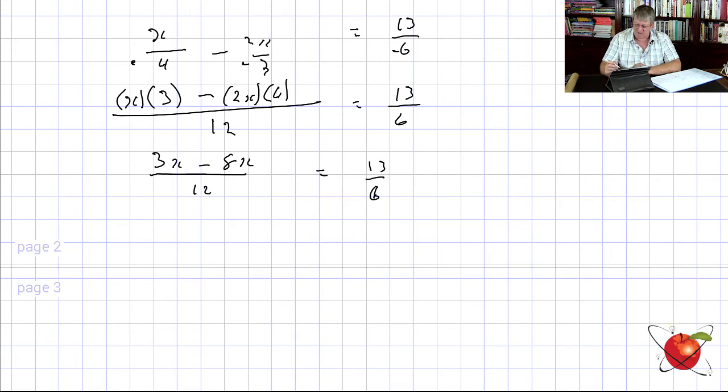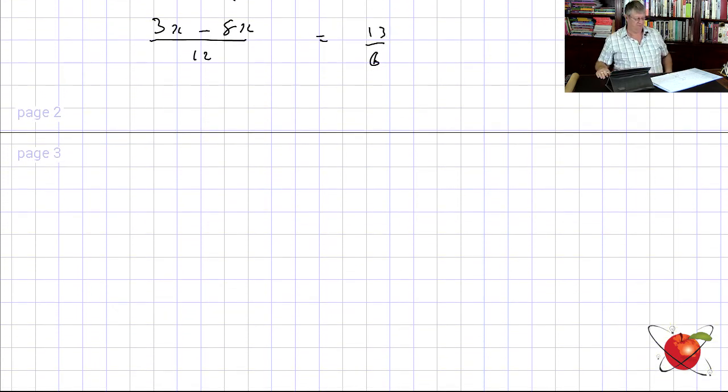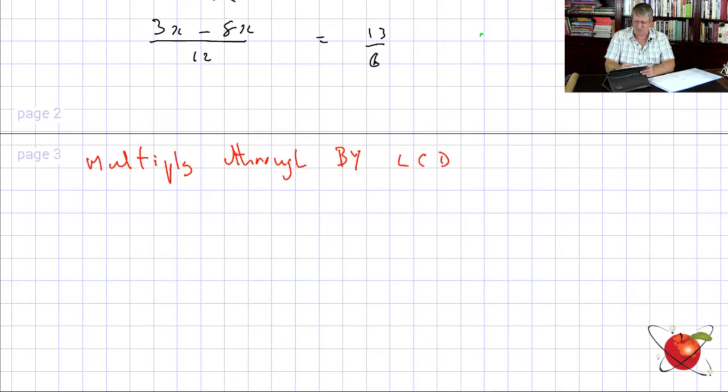13/6. Right, now, here comes the part that we're going to enjoy doing. We don't want 12. We don't want a fraction. So what do we do? We get rid of the fraction. We multiply through by the LCD. It's 12. So if I take 12 like that and I multiply, oh, hang on, what I do to the left side, I must do to the right side. So I have to multiply everything by 12.